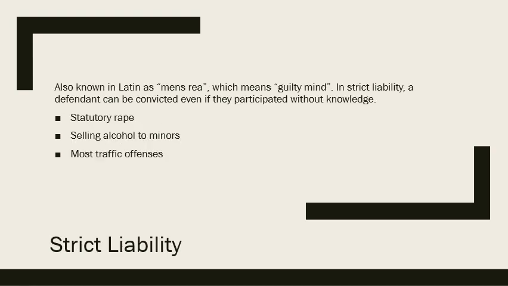Finally, we have strict liability, also known in Latin as mens rea, which means guilty mind. A defendant can be convicted if they've participated without knowledge in a strict liability. Examples of a strict liability crime include statutory rape, selling alcohol to minors, and most traffic offenses.